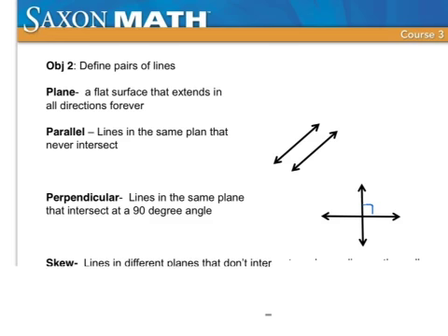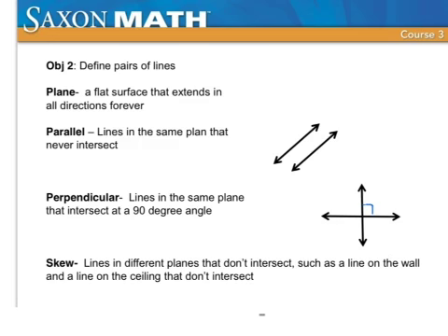And the last definition we need to know is skew. Skew lines are lines in different planes that don't intersect. So parallel lines are lines in the same plane that don't cross each other, like both on the ceiling. Skew lines are lines in different planes that don't intersect. So if I drew a line on the wall and then a line on the ceiling that didn't cross each other, those would be skew. If I drew a line on the ceiling and a line on the carpet that didn't cross each other, those would be skew. Okay, because they're in different planes.